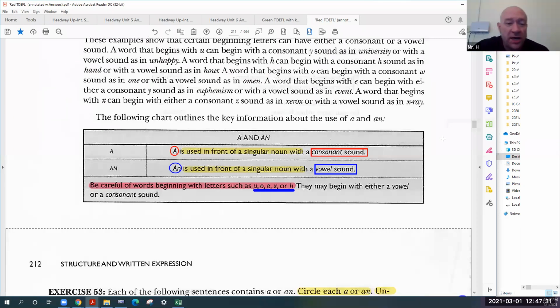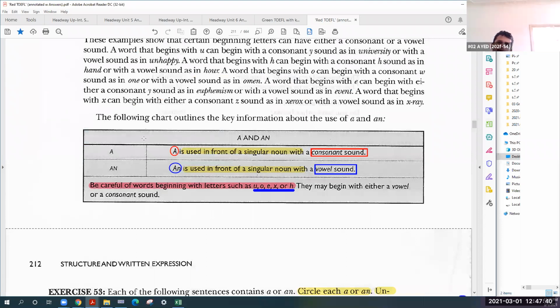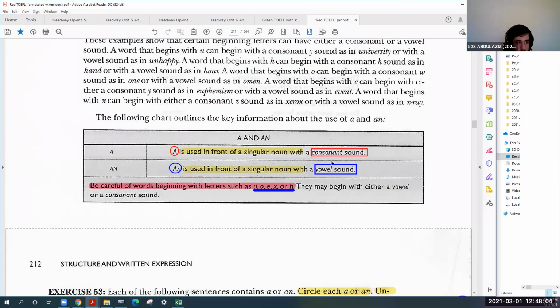Okay, so let's go to the chart now. Let's look at the chart. What do we have at the top? "A" is used in front of a singular noun with a consonant sound. Again, sound is the key, okay? Abdulaziz? "An" is used in front of a singular noun with a vowel sound. Again, the key is the sound, right?